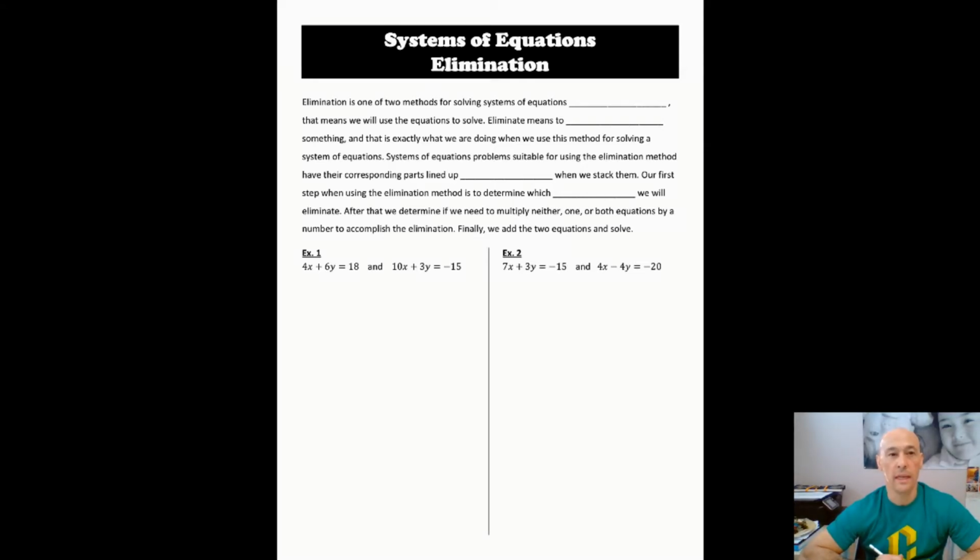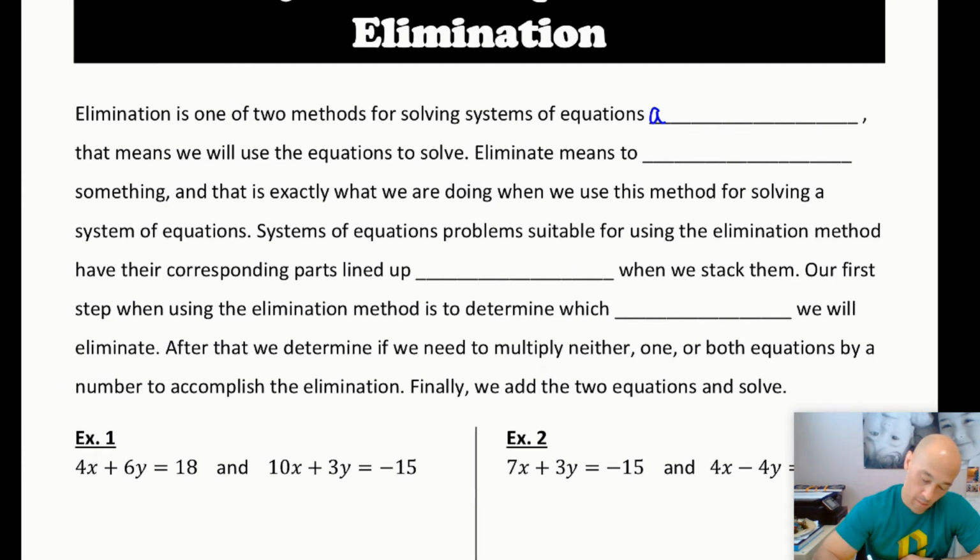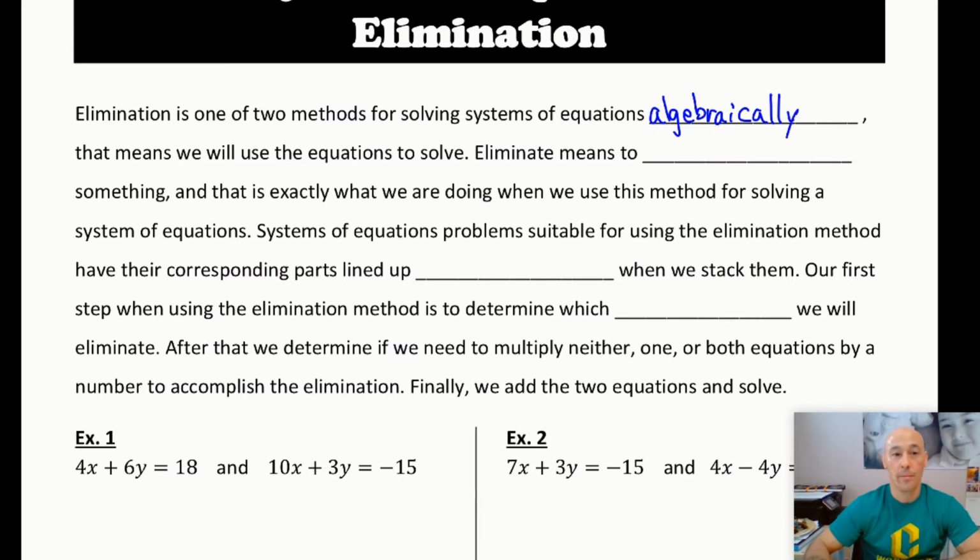Systems of equations, elimination. Elimination is one of two methods for solving systems of equations algebraically. And as you saw in the last video, that means we will use the equations to solve. Eliminate means to remove something. And that is exactly what we're going to do when we use this method for solving a system of equations.